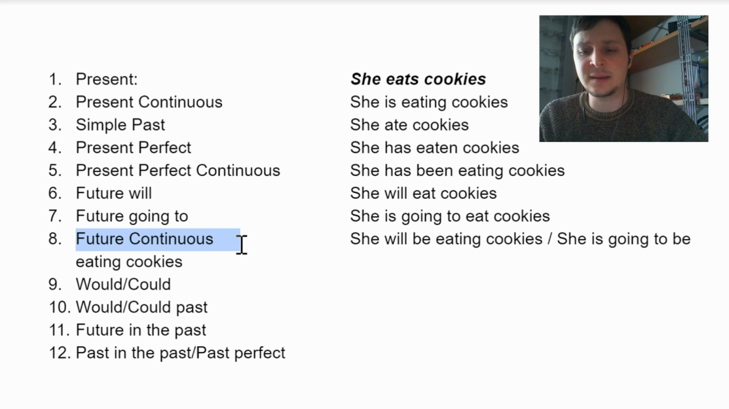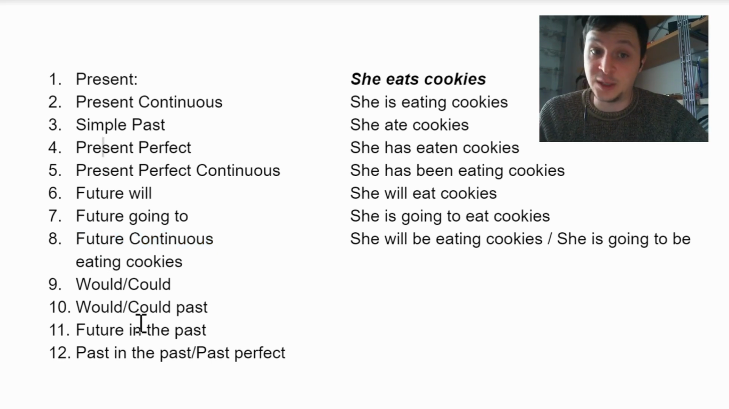Future continuous is a common verb tense. It's not rare. It's not something you shouldn't know. It's one of the 12 that you should know. And let's go to number 9. Would and could tense.